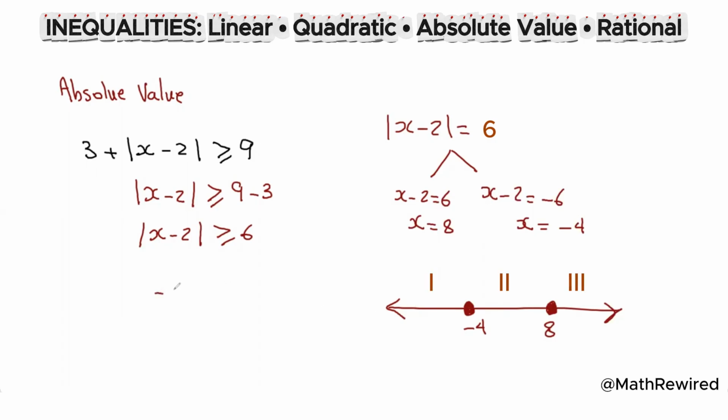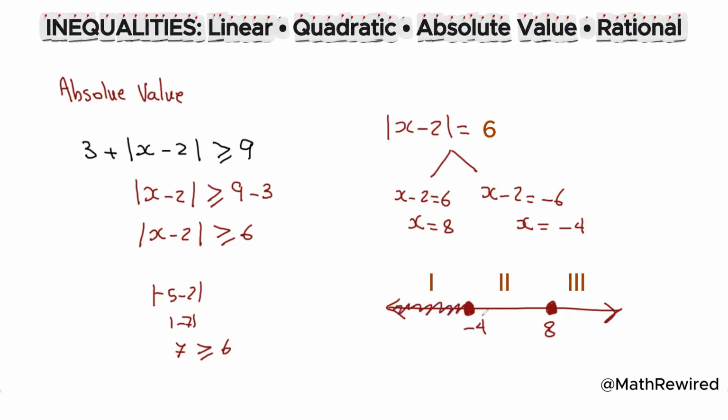If I take -5, I go |-5 - 2|, absolute value. That's -7. And the absolute value of -7 is +7. Is that greater than or equal to 6? Definitely yes. So I'm going to shade in here.